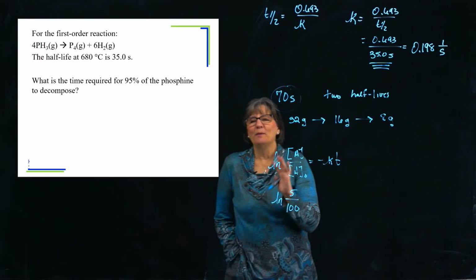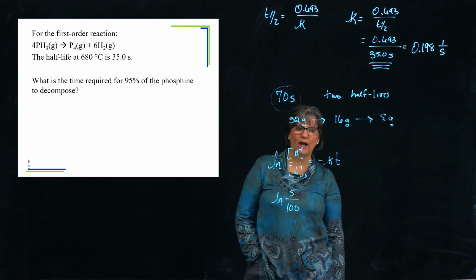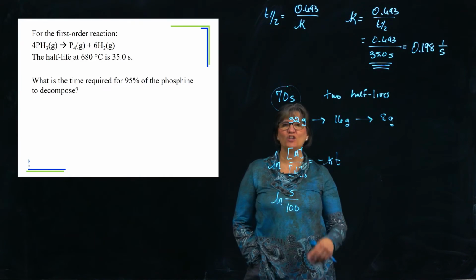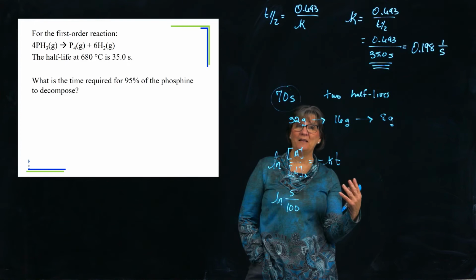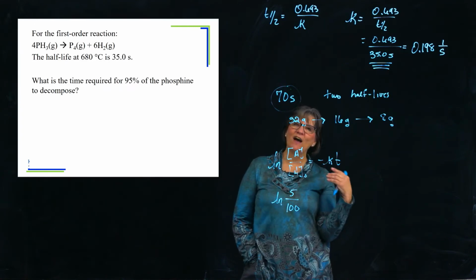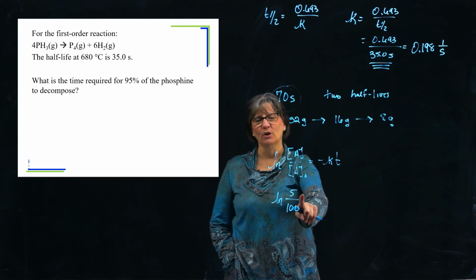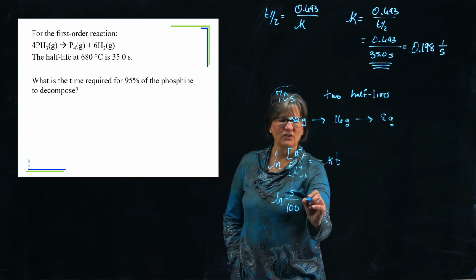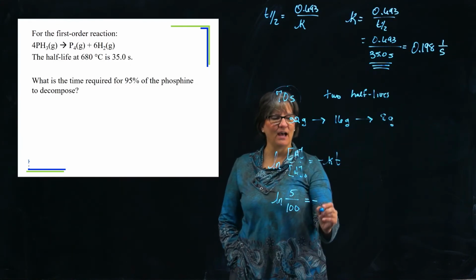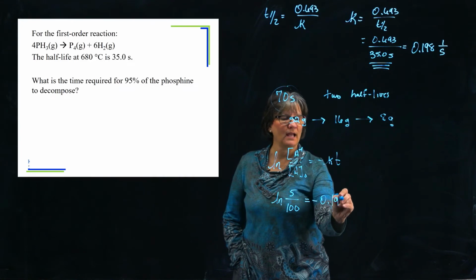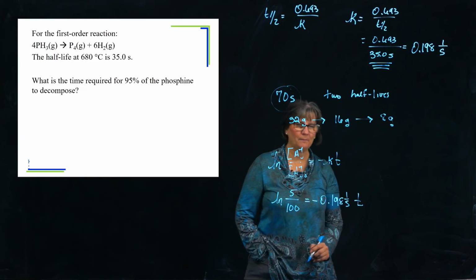So you've got to be really careful with the wording of the problem. It could have said, what is the time required for 95% of the phosgene to remain? If 95% remains, okay? It didn't say that. It said 95% of it reacts. What goes in here is how much is still in the reaction chamber, so it's 5%. And that is going to be equal to a negative, and there is my k value, 0.198 1/seconds, and I can solve for the time.